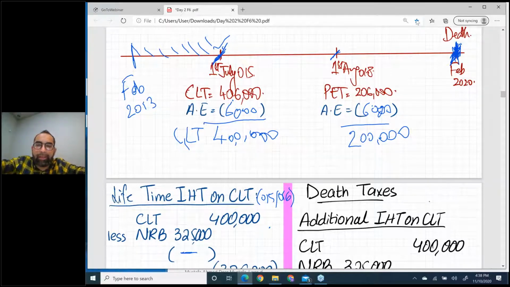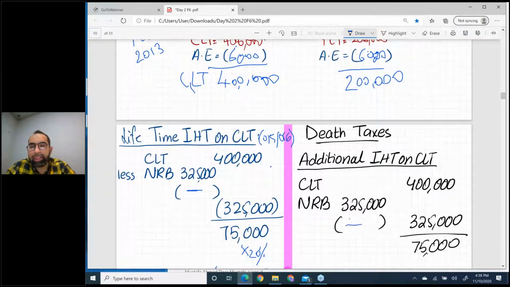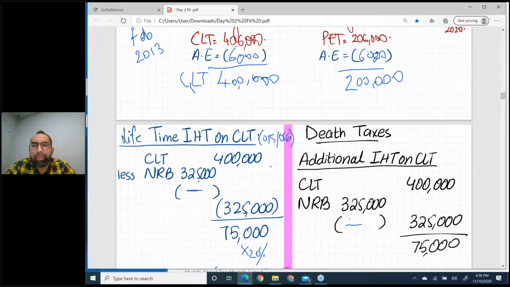Now let's do it. There is no reduction. You will be using the complete NRB of 325,000. So 4 lakh less 325,000 will give you 75,000.